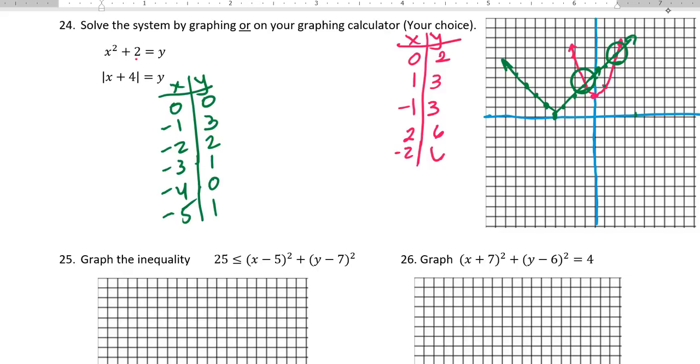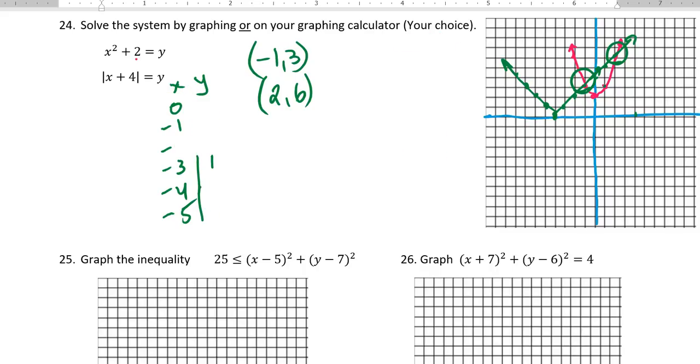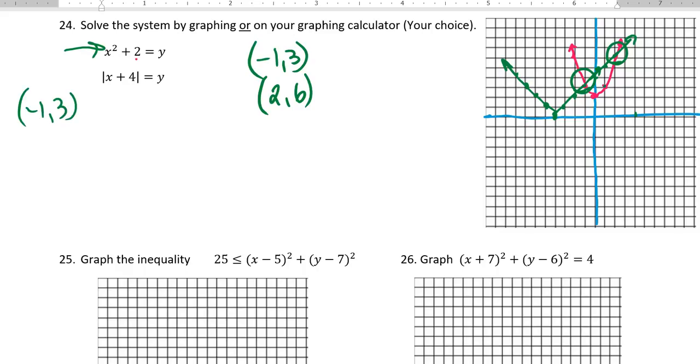So my two answers will be -1, 3, and 2, 6. Now let's check these. The way I can check them is I put each one of them into the equation. So first let's check this. I'm checking -1, 3. -1 squared plus 2 is equal to 3. That's going to be true because 3 is equal to 3. And now I'm going to check my second equation.